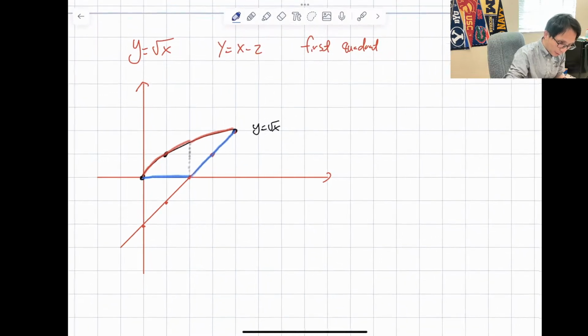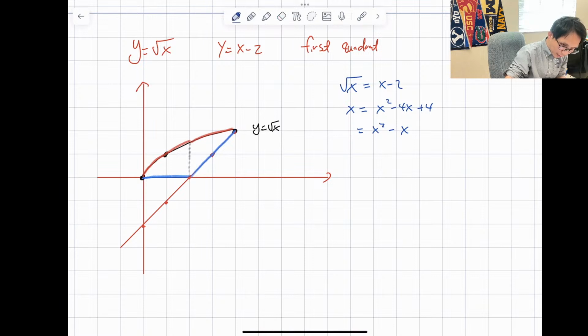Well, we can always say square root x equal to x minus 2. We square both sides. This is going to be x squared minus 4x plus 4. So that's equal to x squared minus 5x, sorry, minus 5x. I did what Lakshmi did yesterday. Plus 4. 0 equal to x minus 4 and x minus 1. So x equal to 4, x equal to 1.